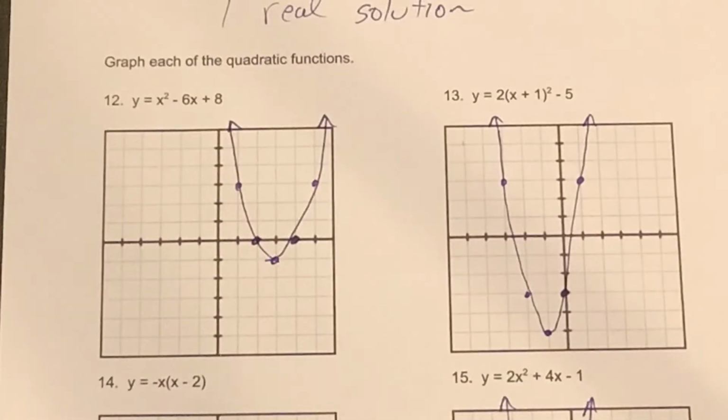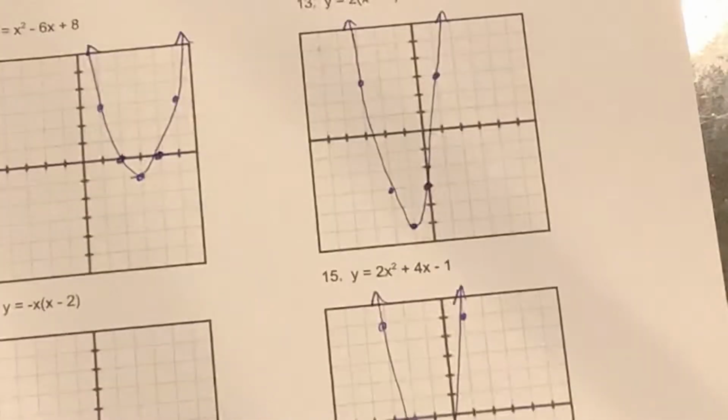Number 12, it's in standard form. You could have completed the square and put it in vertex form to find the vertex. I just used the calculator to find the vertex, which was at 3, negative 1, and it had regular jumps.